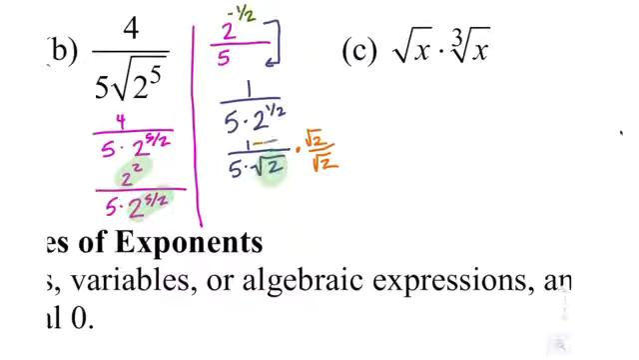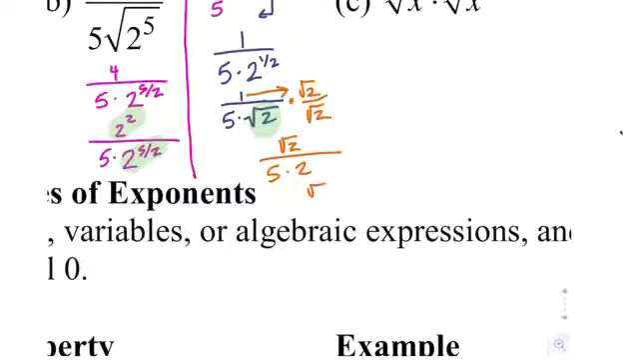1 times the square root of 2 is the square root of 2. And on the bottom we get 5. And then what is the square root of 2 times the square root of 2? It's 2, right? Because it's really the square root of 4. And so that's 2. And then what is in the denominator 5 times 2? 10. So that is another version of the right answer.